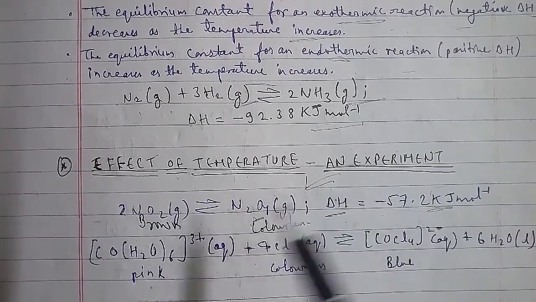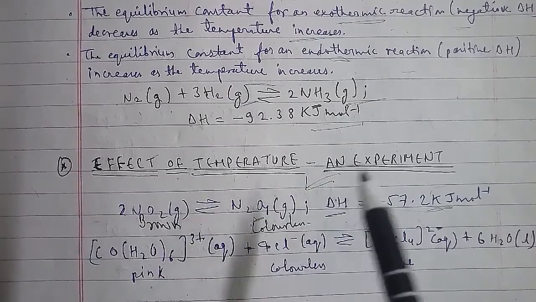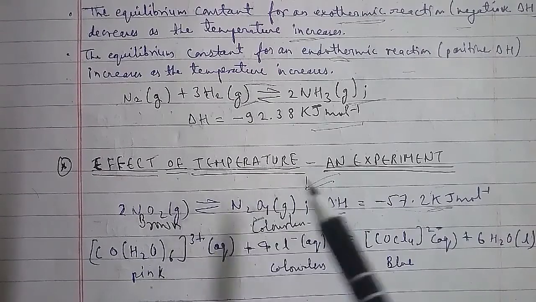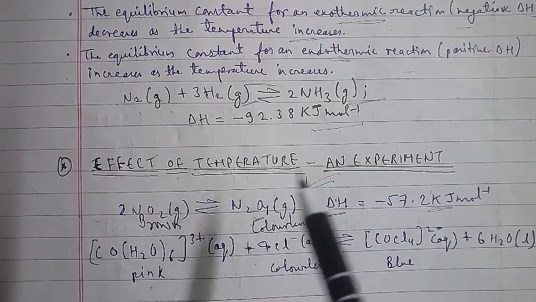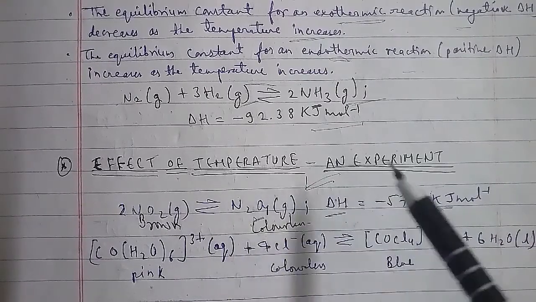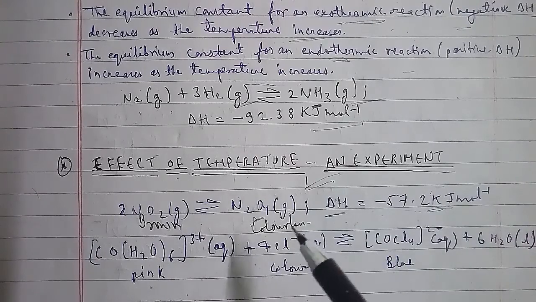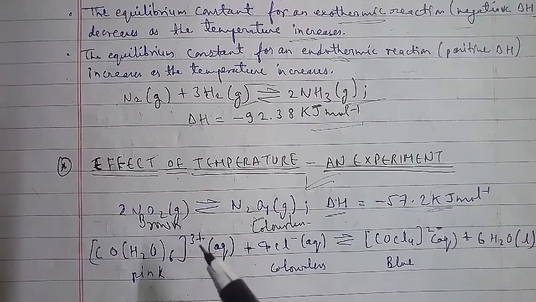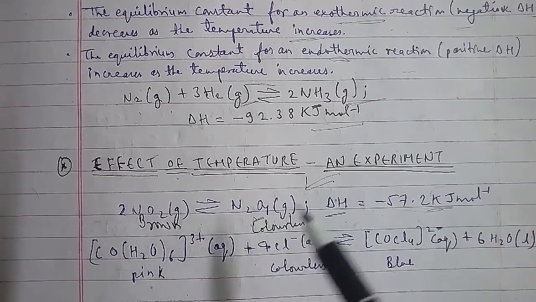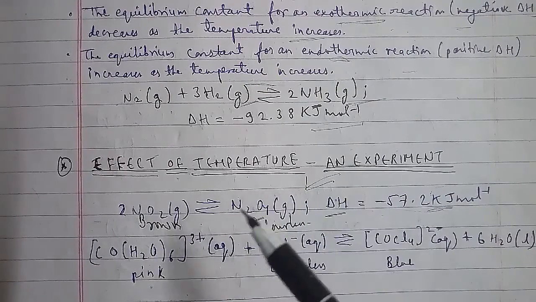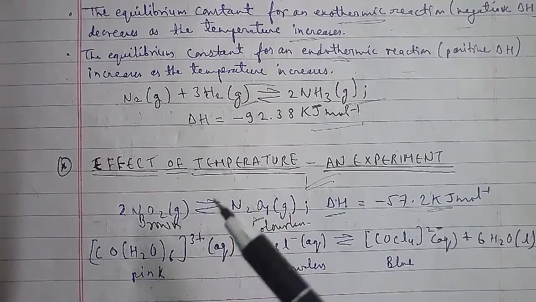That is Co(H2O)6 3+ in aqueous state plus 4Cl minus aqueous, which gives CoCl4 2 minus in aqueous state plus 6H2O in the liquid state. This one forms a pink color, and this forms a blue color. At room temperature, the equilibrium mixture is blue due to CoCl4 2 minus, and when cooled in a freezing mixture, the mixture turns pink due to Co(H2O)6.